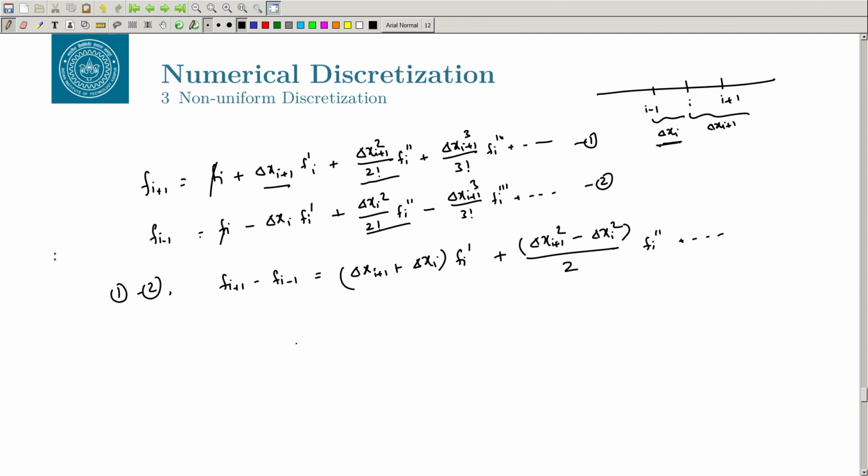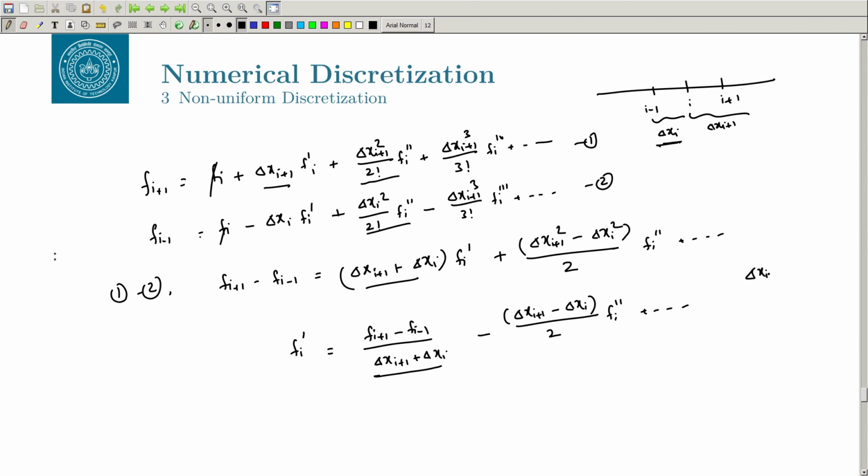So, you rearrange it, take f I prime, it will become f I plus 1 minus f I minus 1 by delta x I plus 1 plus delta x I, okay, minus. So, this is a square minus b square, and this is a plus b. So, that will become a minus b, that is minus delta x I plus 1 minus delta x I by 2 f I double prime plus other terms, and this delta x I plus 1 and delta x I, the summation of these two.